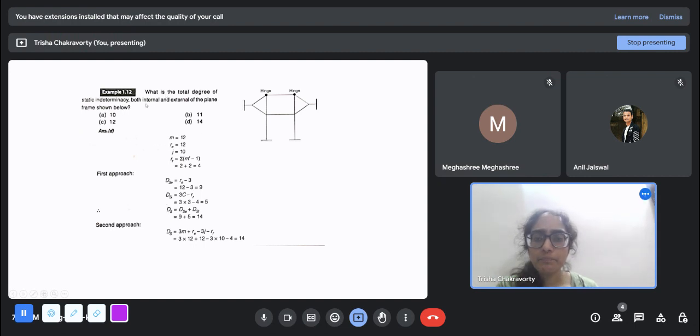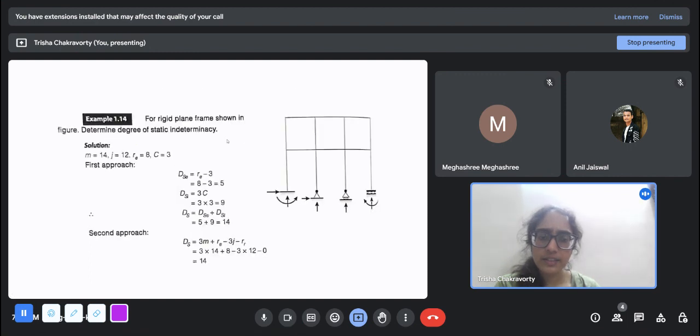This is another plane frame. The number of external reactions: 1, 2, 3, 4. There are 4 fixed supports, so there are 12 unknown reactions and 3 equations of equilibrium, so DSE is 9. And this is just the way we were working earlier. We can find out the number of members and use the formula.